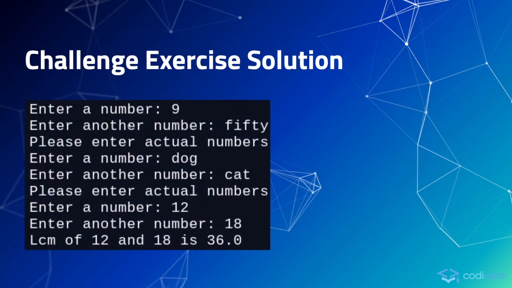Let's take a look at how this code would play out if we ran it. The user is asked to enter a number, 9, and they're asked to enter another number. Let's say we type in a word here instead of a number, 50.